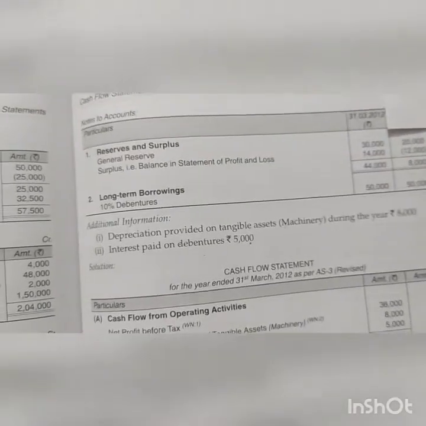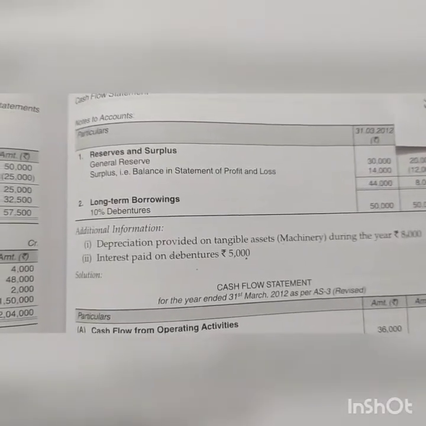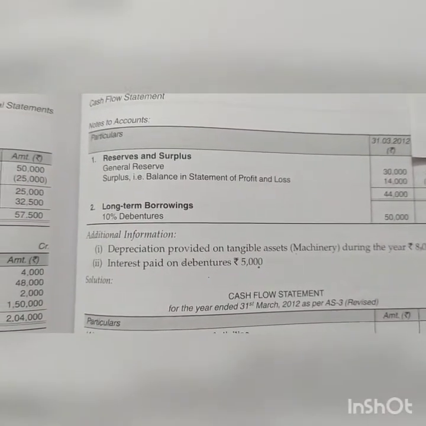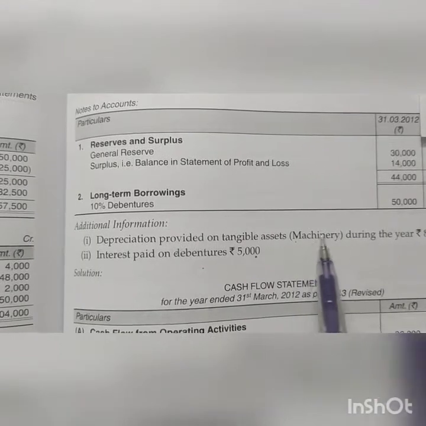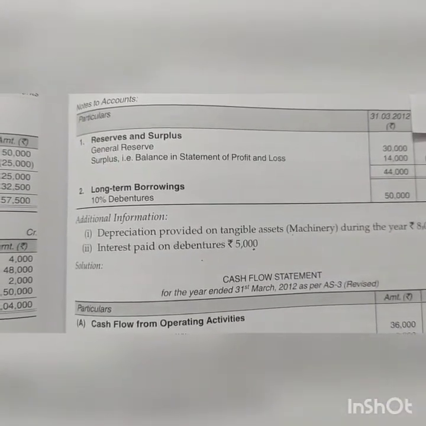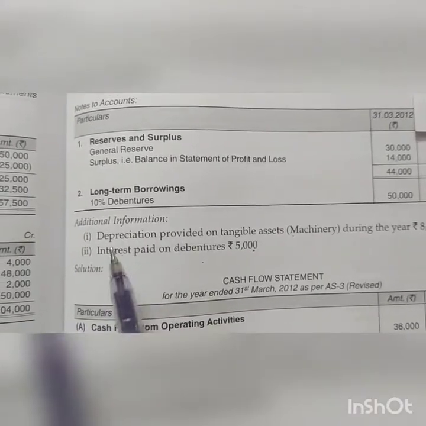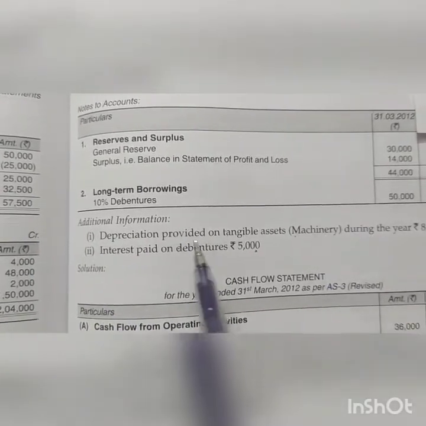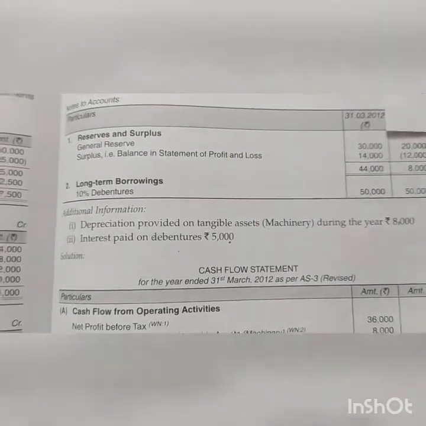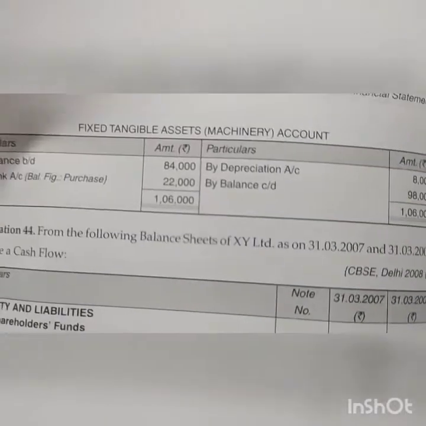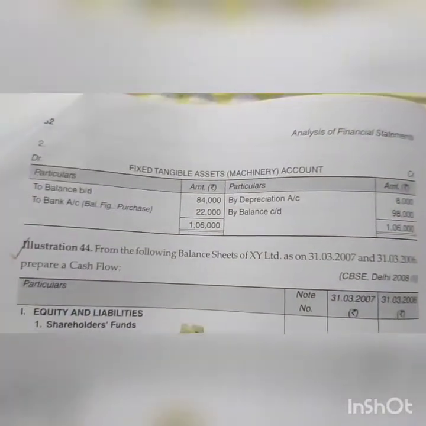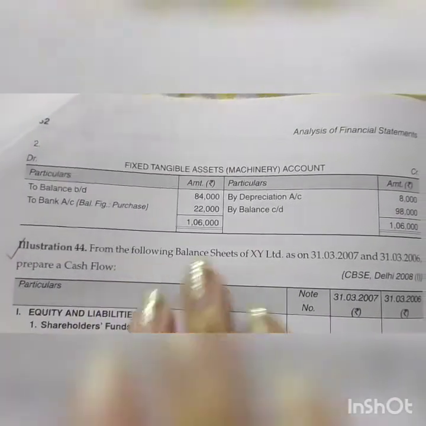As I told you earlier, whenever you find any additional information regarding any assets or liabilities or anything, that time we need to prepare that particular account. So here you have machinery balance in the balance sheet, and in additional information depreciation on machinery is given, so we need to prepare machinery account. Alright, see here machinery account format. I think you all know how to prepare this account.